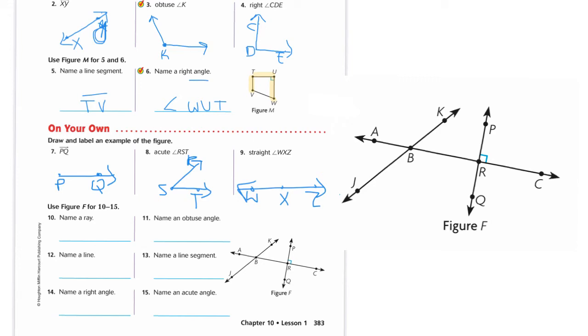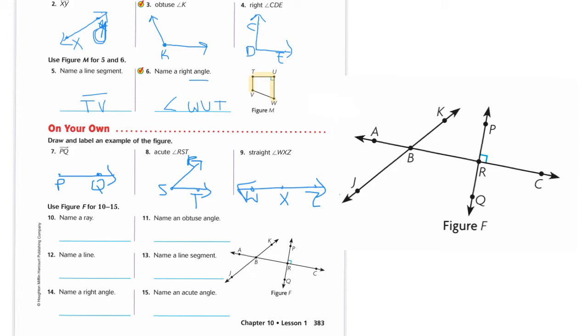Why don't you guys go ahead? Let's use figure F. We'll do 10 through 15 together because we haven't really seen a shape like that before. I want to say maybe you've seen something like this once or twice, like with street names. So line AC was First Street, and line KJ was Second Street or Elm Street, something like that. So some of us may have seen something like this on an extended activity, so we might be a little bit familiar.